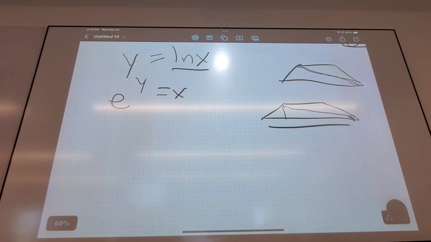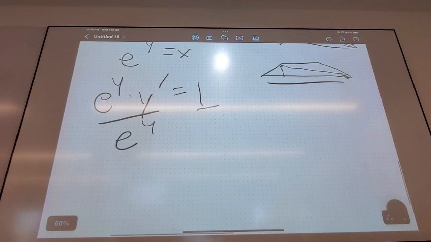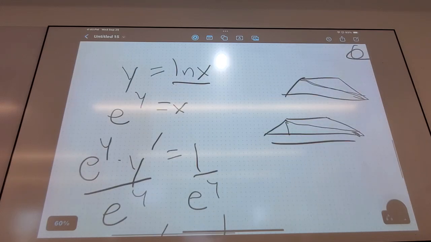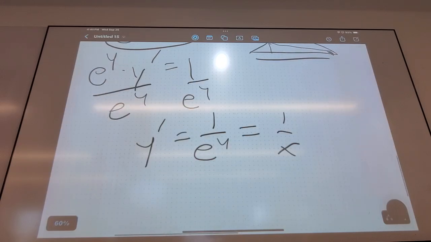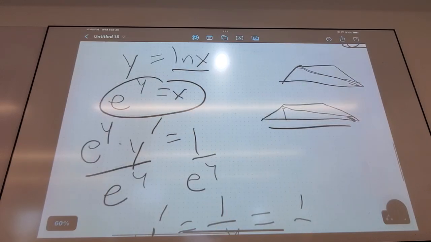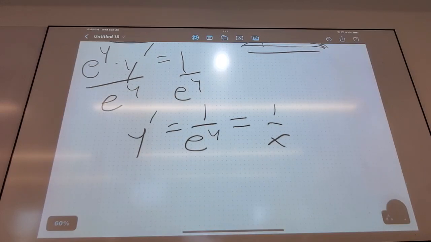What's the derivative of e to the stuff? E to the stuff times stuff prime. And what's the derivative of x? 1. And then I divide by e to the y. Now some of you are like, that's not the derivative, but what was e to the y? X. So 1 over x. And just to remind you, if I put an absolute value in here, it would be the same derivative. It actually would match the domain. That'll become important when we do the opposite of derivative, which we'll do way later.